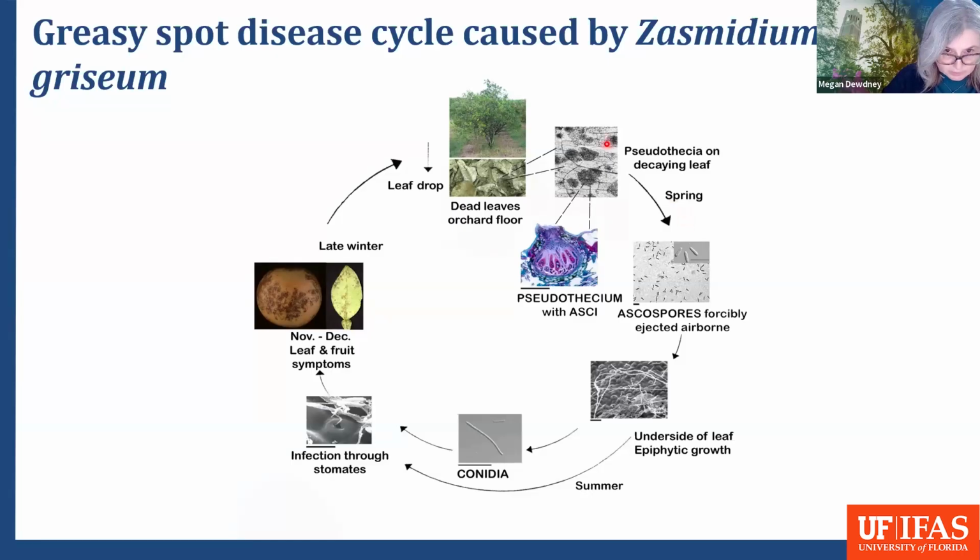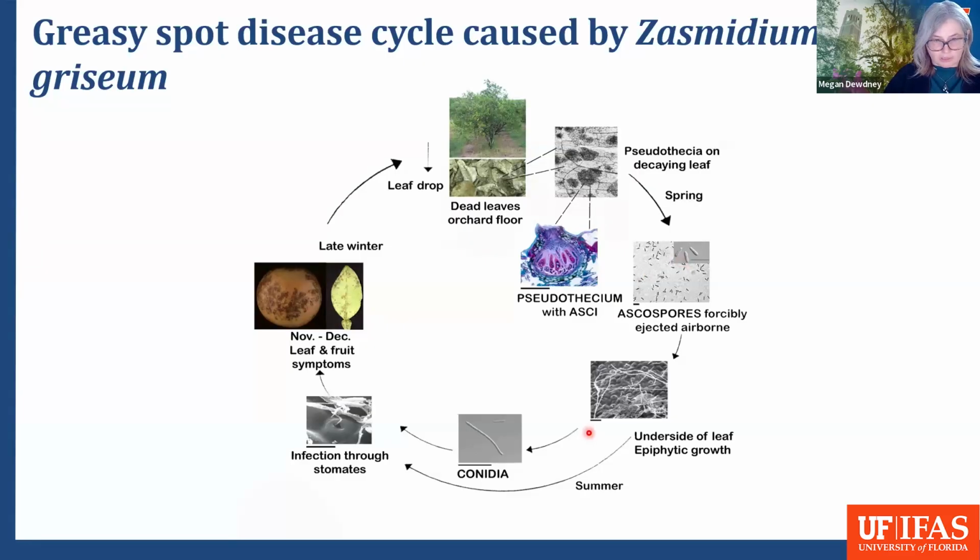Those leaves will start to decay in the leaf litter as we get wetter in the spring. As those leaves are decaying, you get these patches of fungus forming in the leaf litter, with the structures that hold the spores called pseudothecia. These hold the spores, which are then forcibly ejected during wetting events once they're mature. The spores of greasy spot are a little bit unusual.